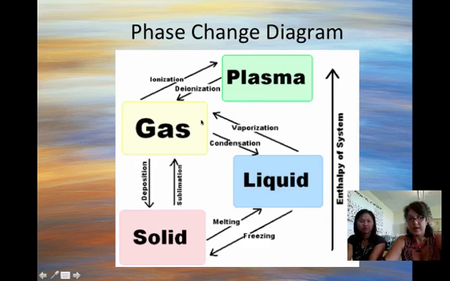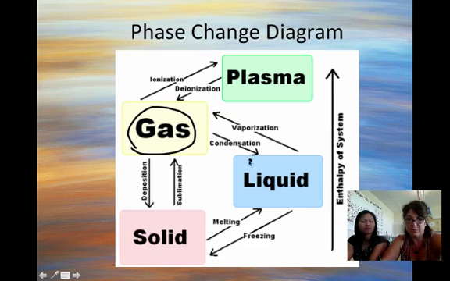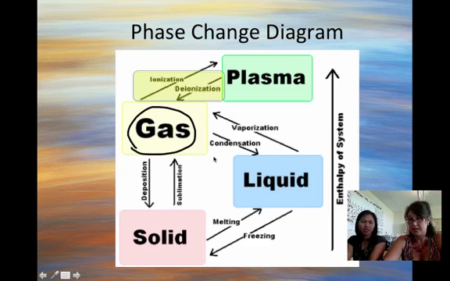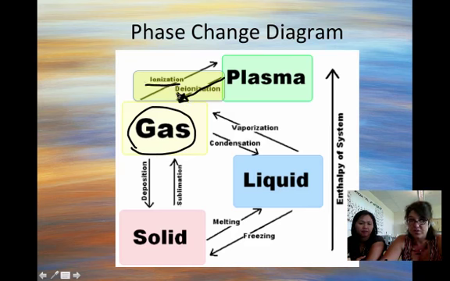If you had a gas, let's start with gases. A gas is in the vapor phase or the gas phase. To change a gas to a plasma, we're going to add energy to it, increase its energy, and that would ionize the gas into a plasma. To go from a plasma to a gas, it's deionization. Make sure you know these vocabulary terms: ionization is gas to plasma, and deionization means plasma to gas. It's very easy.